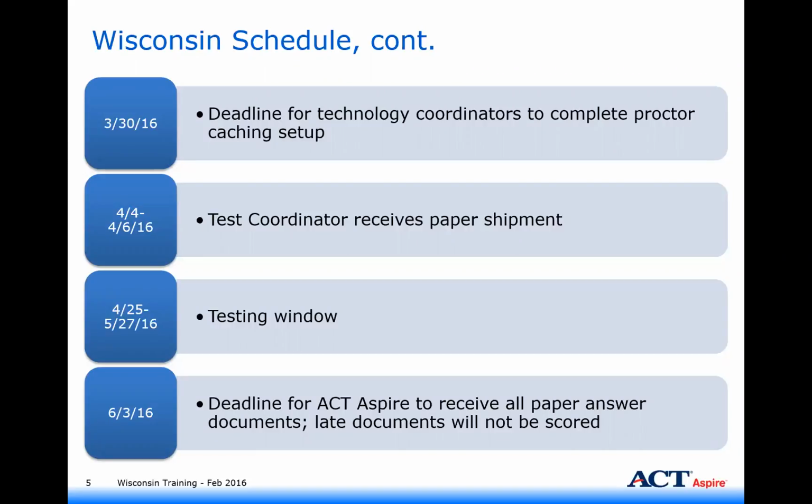And then after testing, you need to return all of your paper-based answer documents to ACT Aspire, and those do need to be received by June 3rd. Any documents received by ACT Aspire after June 3rd will not be scored. So you need to make sure you're allowing enough time for transit to get back to ACT Aspire. Don't ship them back on June 3rd. That will be too late. You need to get them back to ACT Aspire for scoring by that deadline.